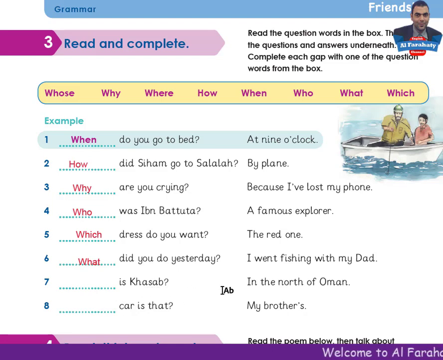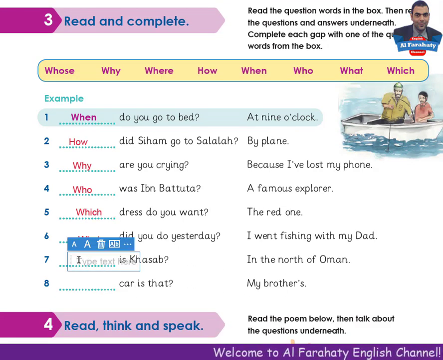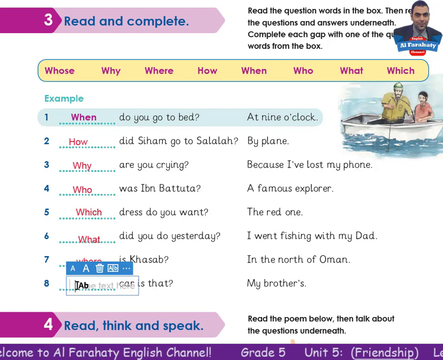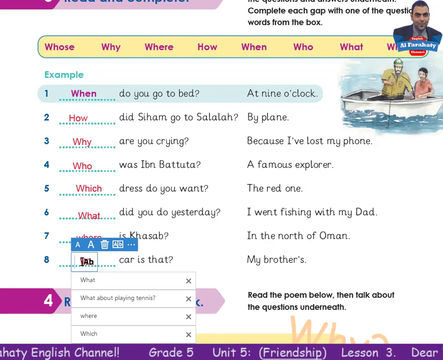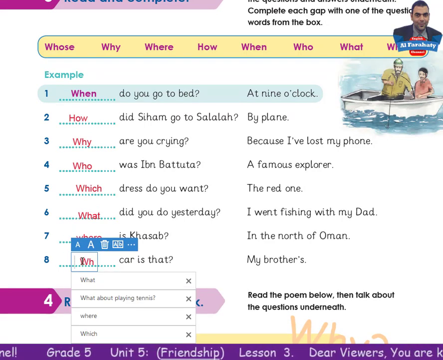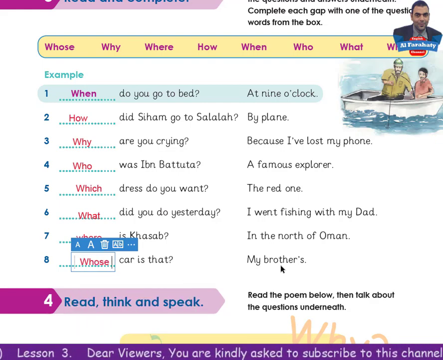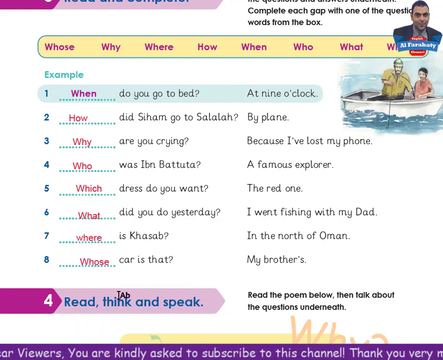Is Hasp in the north of Oman? Yes. Where is Hasp? Because we use where to ask about a place. Yes. Whose car is that? Because we use whose to ask about ownership. He said, my brothers. By this we've achieved the aims of this lesson.